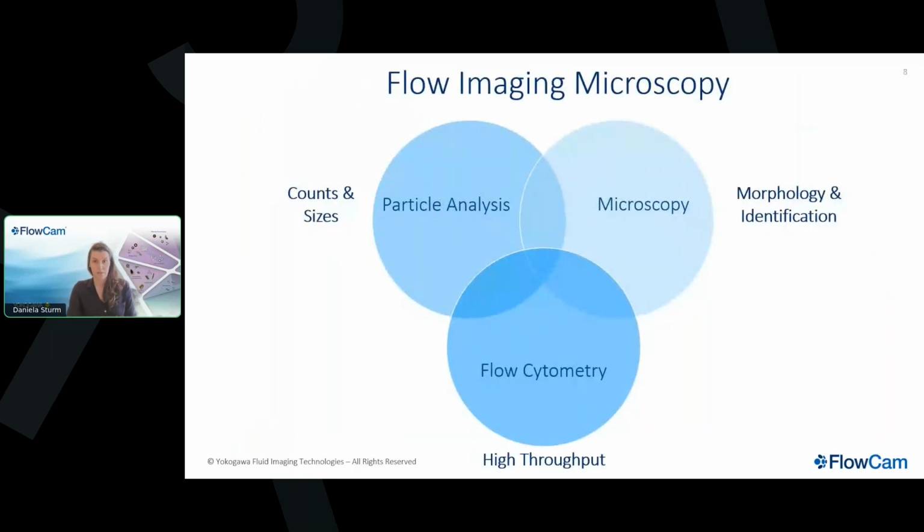So what actually is FlowCam? So FlowCam is a flow imaging microscope. So it takes pictures of particles as they pass through a flow cell. And the FlowCam really sits at this intersection of particle analysis, microscopy, and flow cytometry. So it gives you the counts and sizing that you would get from a particle analyzer, the visual detail of a microscope, and the speed and consistency of flow-based techniques.